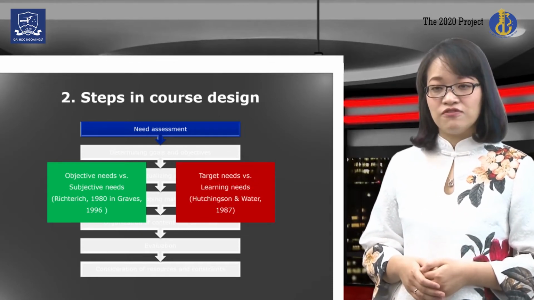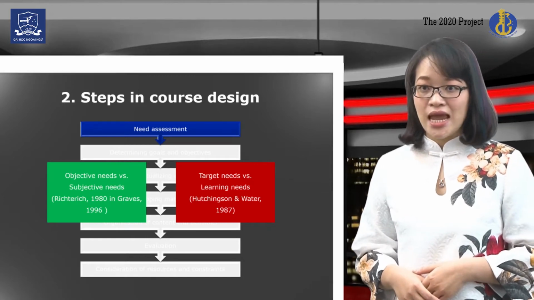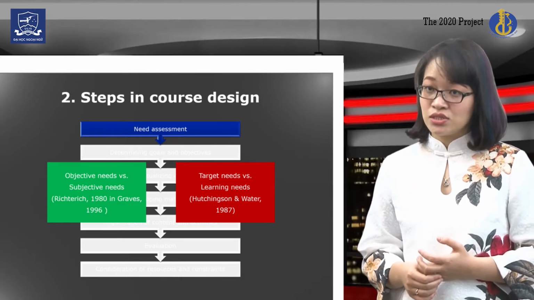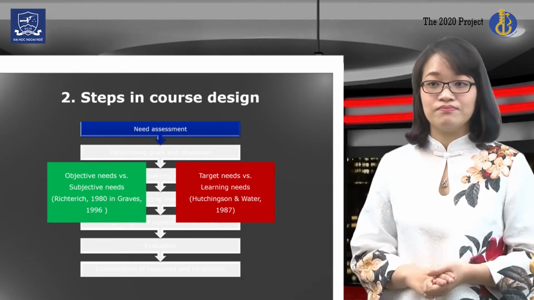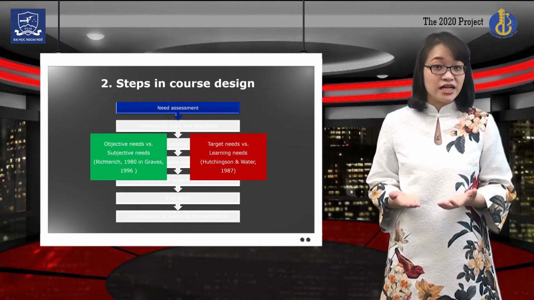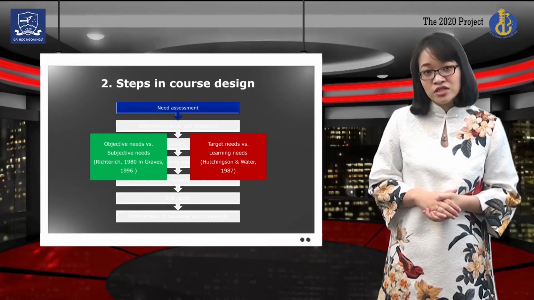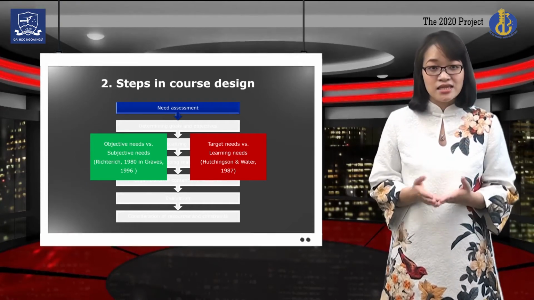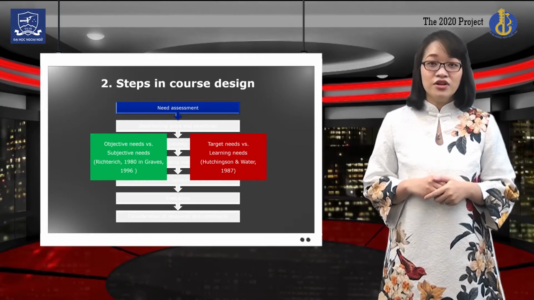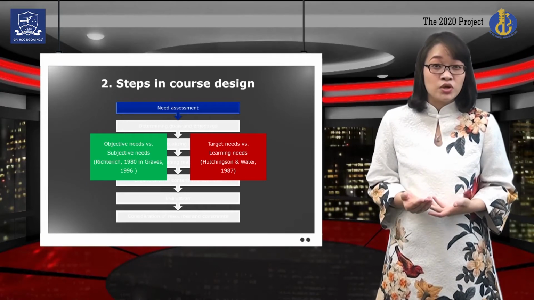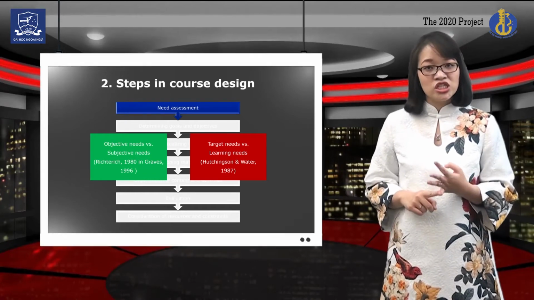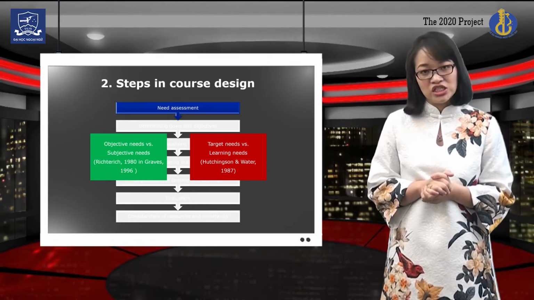From different perspectives, Hutchinson and Waters, 1987, proposed the concept of target needs and learning needs, as we have already mentioned in the previous clip. Different learners have different needs, so the information gathered in needs analysis helps teachers make choices of what to teach and how to teach. The needs of learners and other stakeholders of a course, such as teachers, sponsors, parents, administration, should all be taken into consideration.